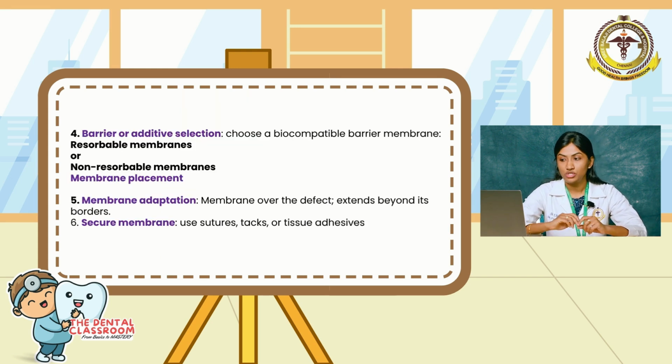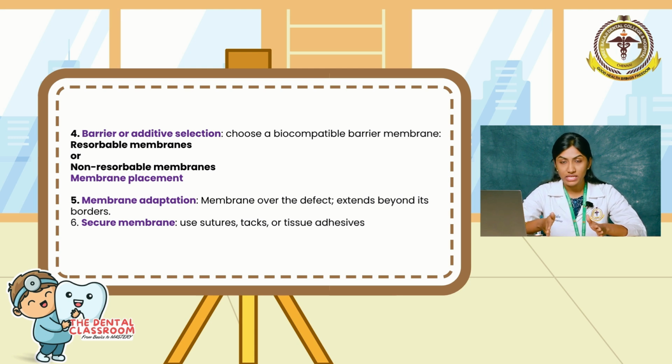So after this procedure, we have to select the membrane. There is no standard criteria for selecting the membrane. You can choose either the resorbable membrane or non-resorbable membrane based on the clinician's perception and patient-based selection. After membrane selection, you have to place the membrane into the defect area, which can be combined with other additives also.